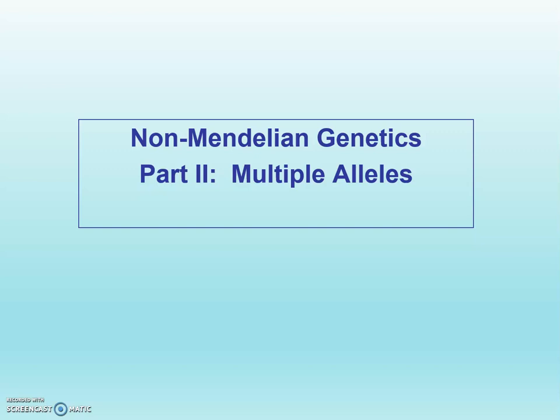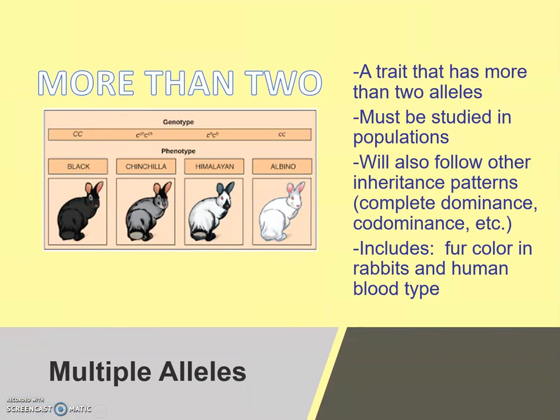Our second type of non-Mendelian genetics is multiple alleles, or multiple allelic inheritance. Up to this point, for every trait that we have looked at, there were two alleles. In multiple alleles, there are more than two alleles. So examples would be fur color in rabbits and also human blood type, which we'll look at here momentarily.